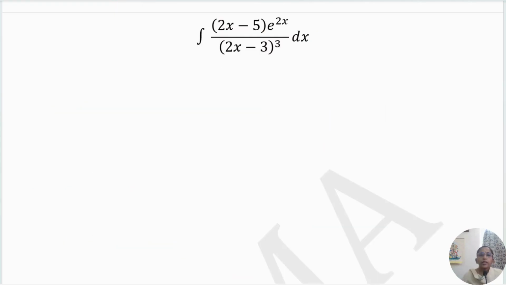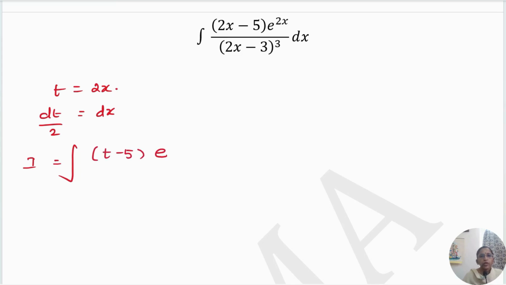And next question, integration of (2x minus 5) e power 2x divided by (2x minus 3) whole power 3 dx. So let us consider t is equal to 2x. Then our dx will be equal to dt divided by 2. Now substitute in your integration. So the integration is (t minus 5) into e power t divided by (t minus 3) whole power 3, and here it is dt divided by 2.